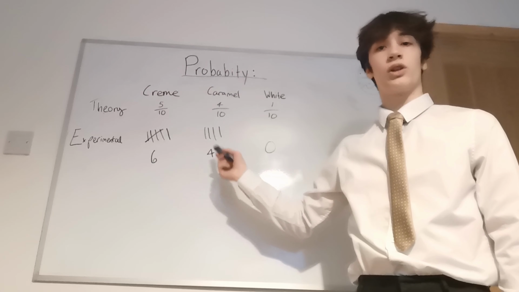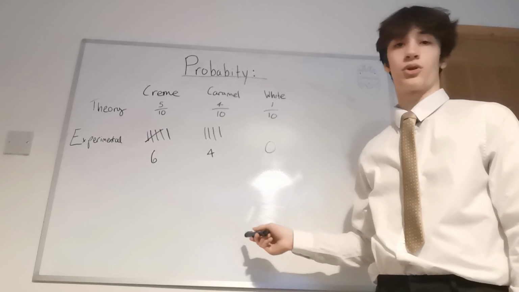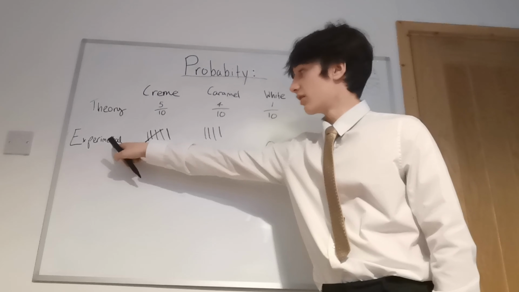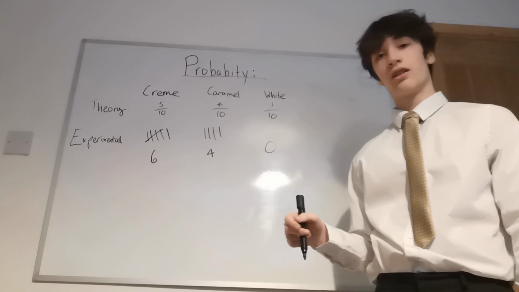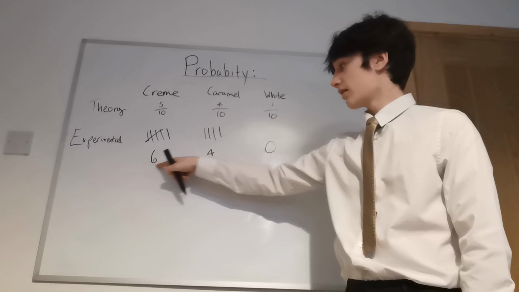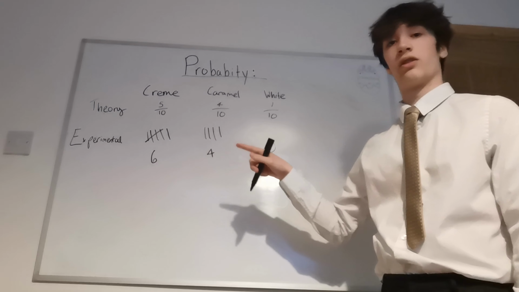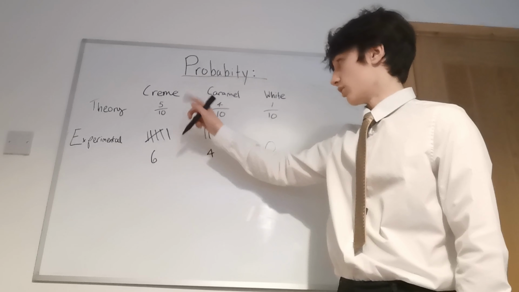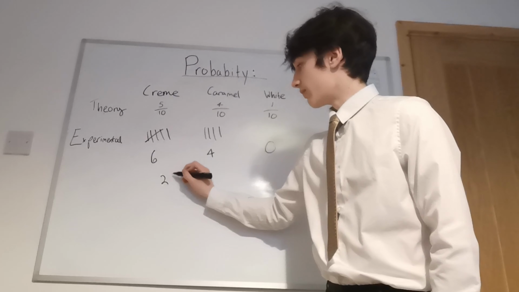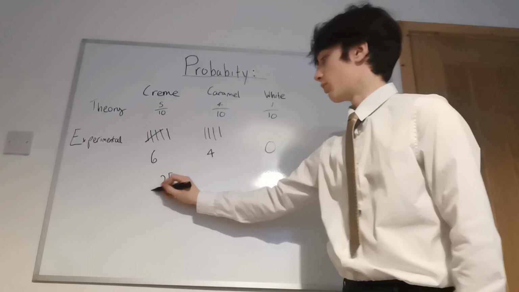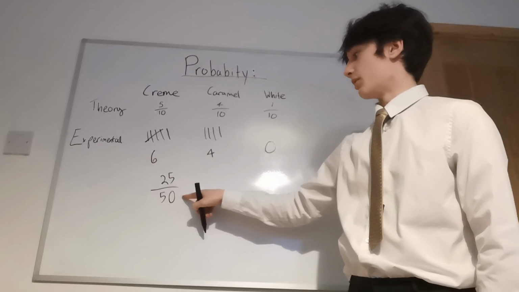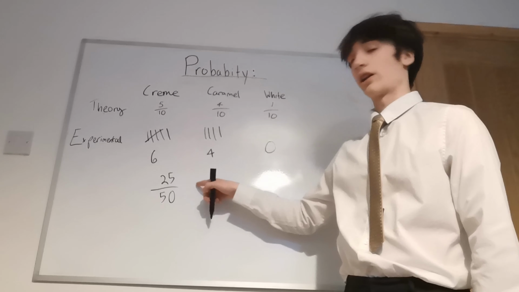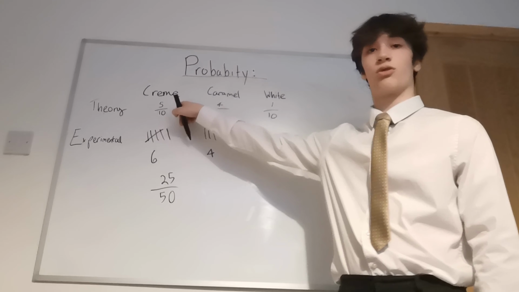But using this, we can work out something called relative frequency, which is when you do a task, when you do an experimental probability, you divide this number by the total amount. So if we did this experiment 50 times, say we got 25 cream eggs, we put it over 50, and that would be the relative frequency. And the more times you do a task, the more accurate it is going to be to the theoretical probability.